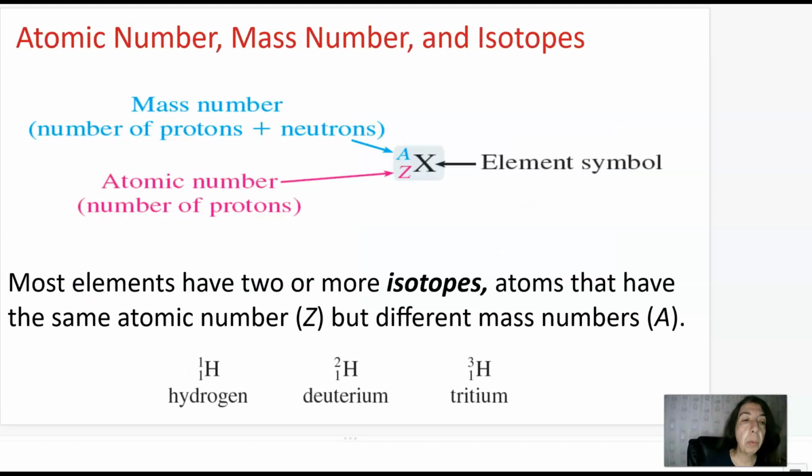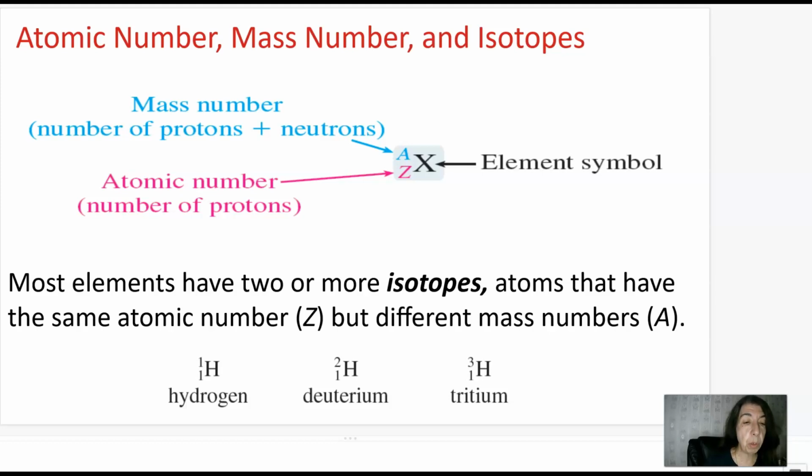Okay. So you can look at the elemental symbol, and it gives you the number of protons, and you give it the number of neutrons. But some elements have two or more isotopes. That means they have different forms that have different numbers of neutrons. So hydrogen, we're used to seeing, has an atomic number 1. It has one proton. It's hydrogen. It has one proton that makes it hydrogen.